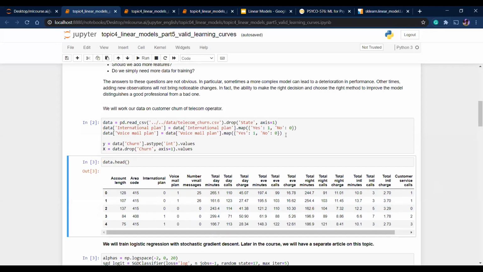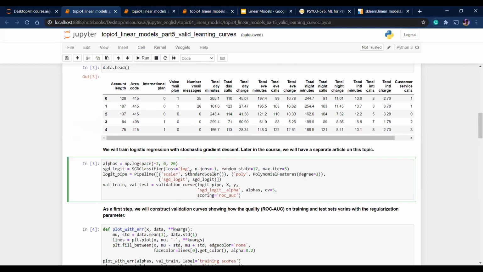Also, there's some pre-processing that has been done here. So international plan was previously yes and no. Now it has been remapped to 1 and 0. So 0 was no, 1 was yes. Same with the voicemail plan. Okay.